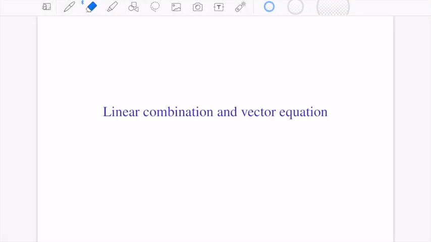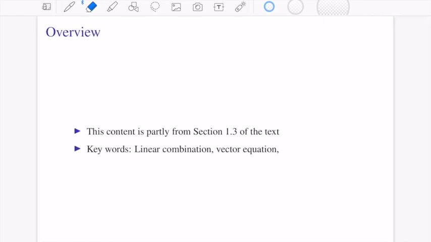Hello everybody. In this part, we're going to cover linear combination and vector equation. This content is partly from section 1.3 of the text. After this lecture, we're going to know what we mean by linear combination, and we can rewrite the linear combination problem into a vector equation and solve it. And essentially the calculation is from Gaussian elimination.